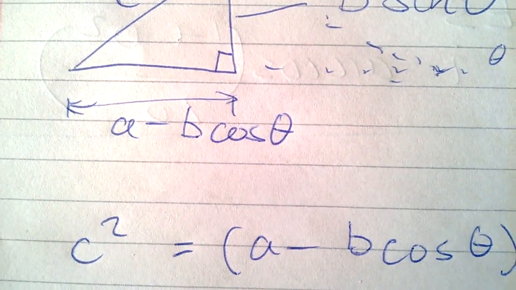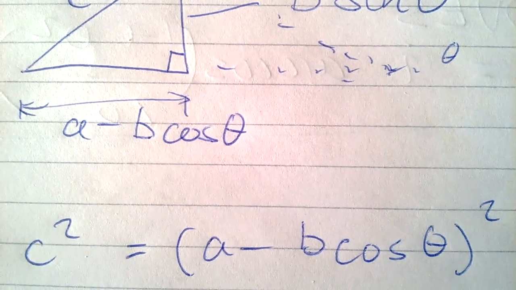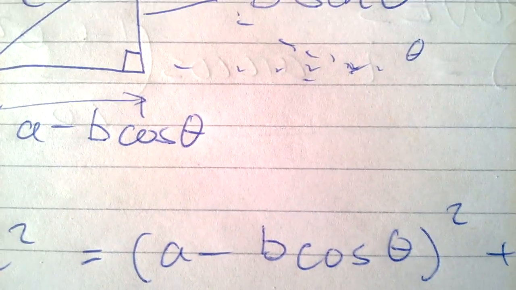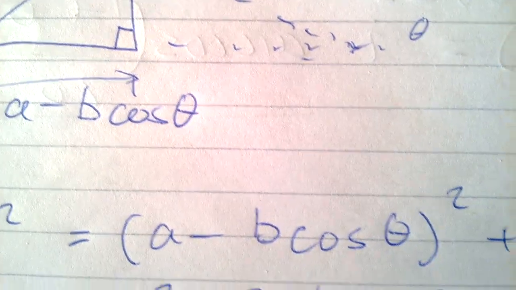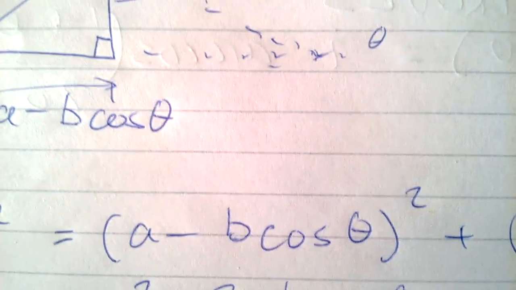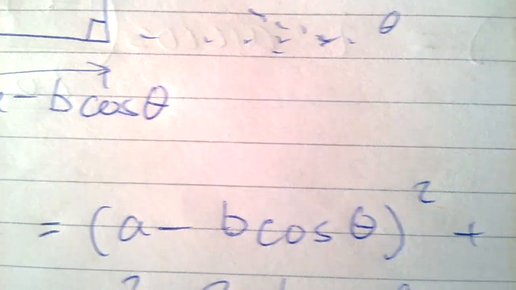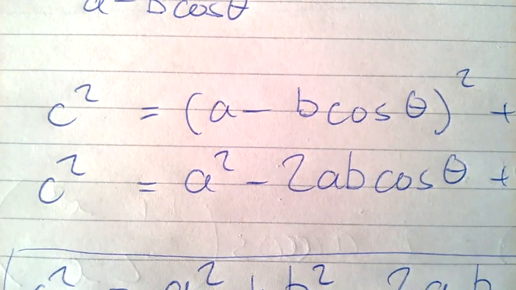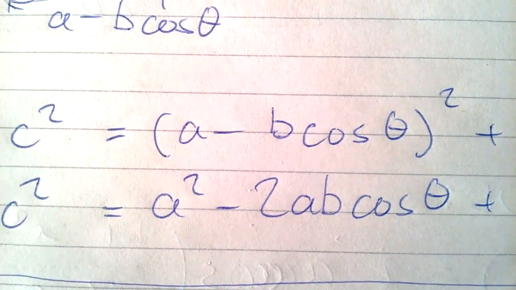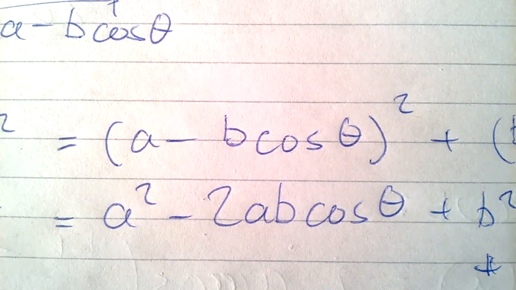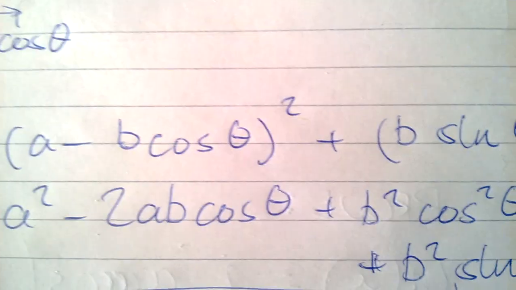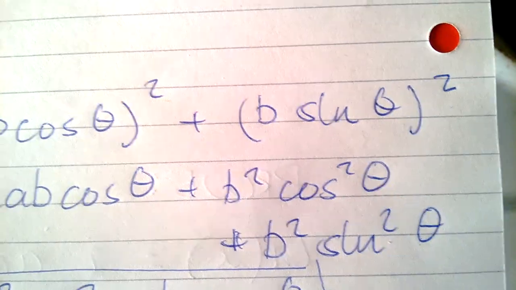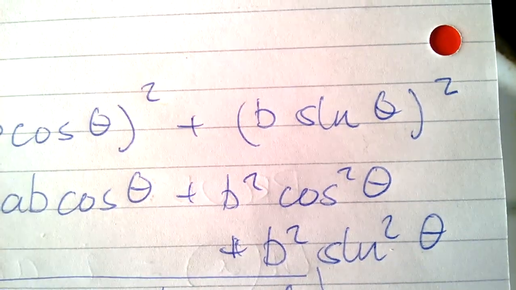So we know that c squared is the square of the bottom side, the adjacent, which is a minus b cos theta, plus the square of the height, which is b sine theta. So now I expand the square, then you've got c squared equals a squared minus 2ab cos theta, plus b squared cos squared theta, and then the height squared is b squared sine squared theta.